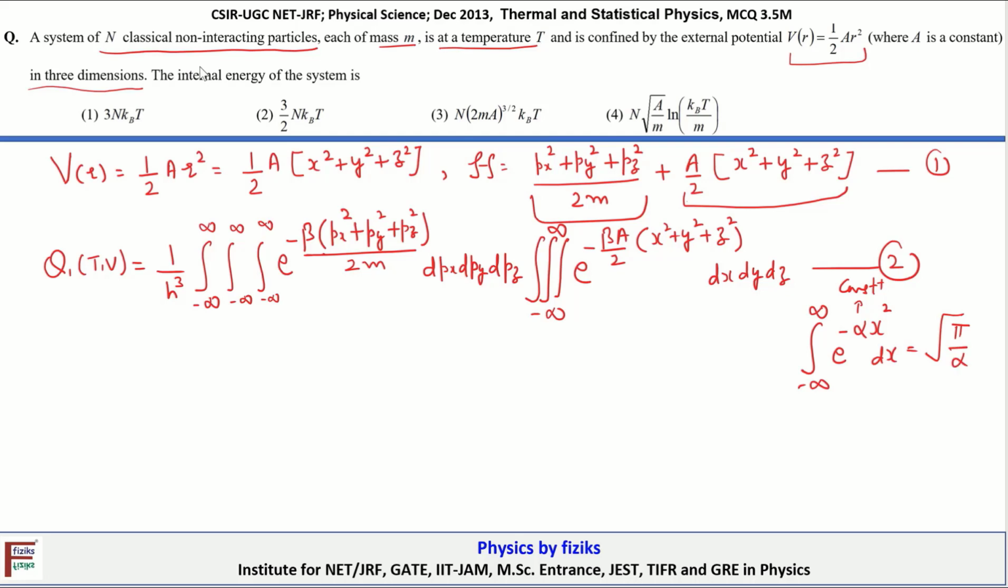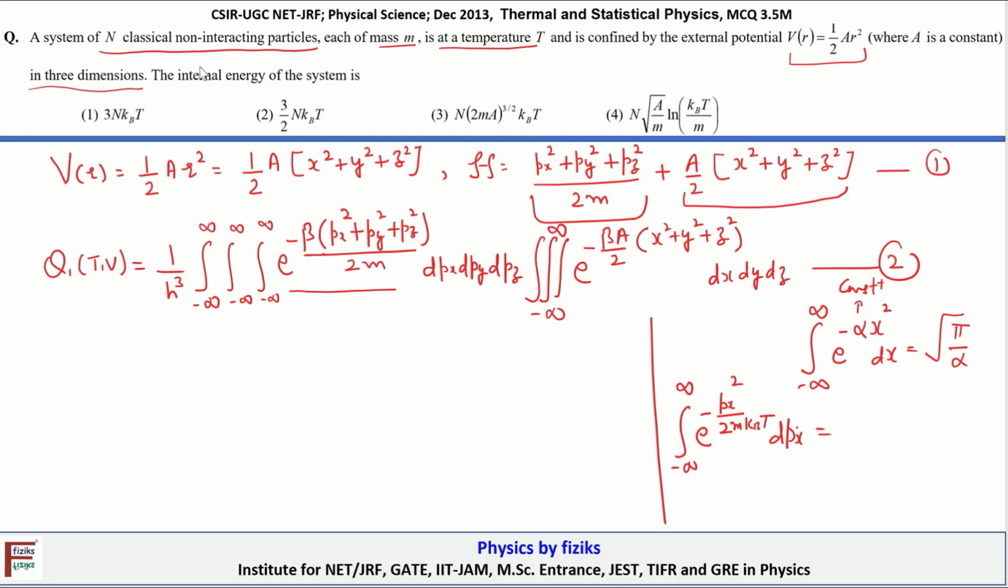So by making use of this result here, I will demonstrate it only for one integral. So the integral from minus infinity to infinity of exponential minus px square upon 2m kt. So beta is equal to 1 by kt, so it will become 2m kbt and then dpx. Similarly, we will have integrals for dpy and dpz. So all these three integrals will be multiplied together.